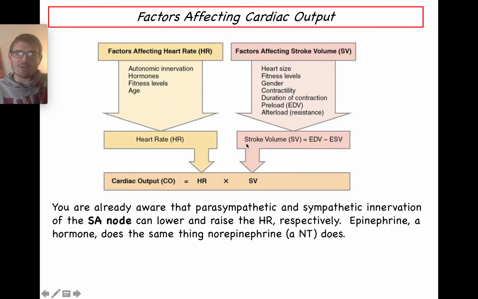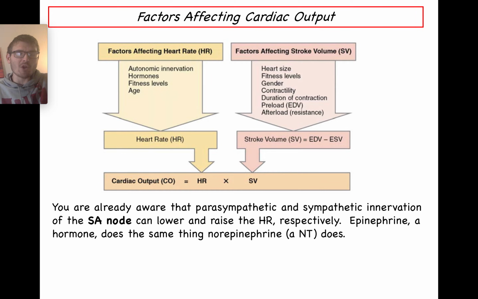Your stroke volume is a much more complicated issue. So your stroke volume will be influenced by things like fitness levels, your gender, the size of your heart. But then the things that we'll be talking about are things like contractility, preload and afterload, mean arterial resistance, the resistance to blood flow in the arteries.